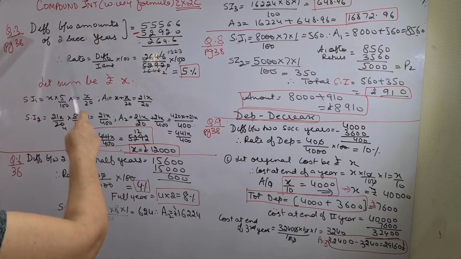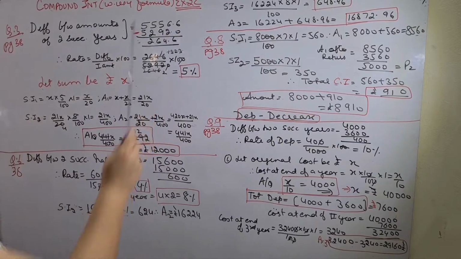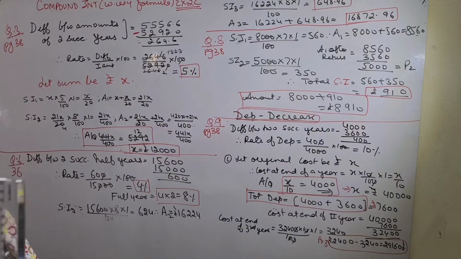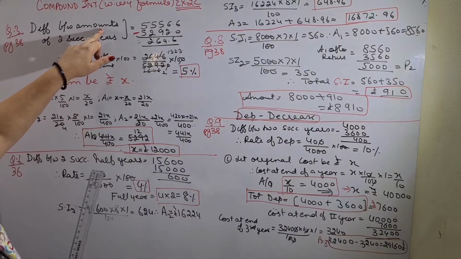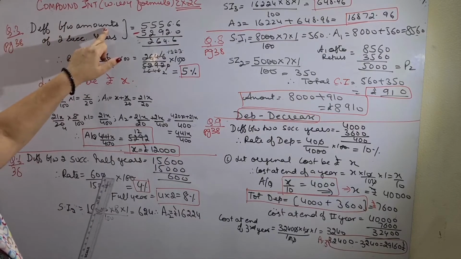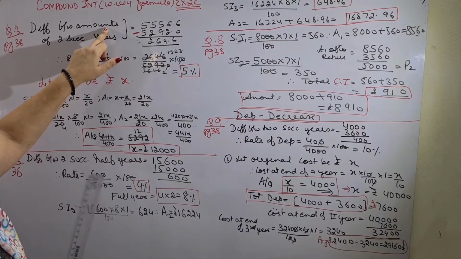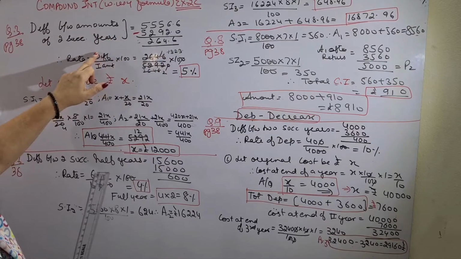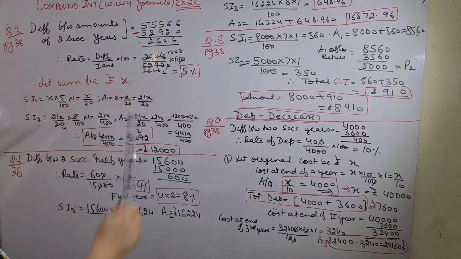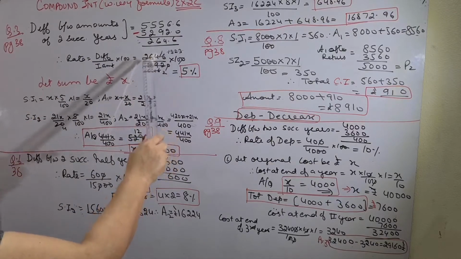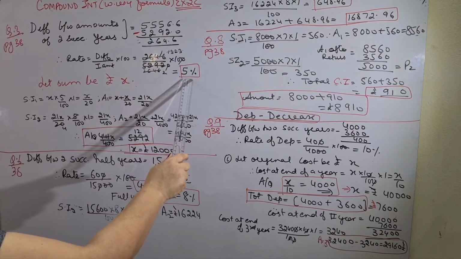It is difference upon first amount into 100. First amount means the amount for 2 years that has been given. That amount you have to take. Difference upon the first amount. Whether it is 2 years or 1 year, the first amount you have to take, which is given in the question. Or in place of amount they can give principal also, or interest also. You always take the first one. So difference over first amount into 100, and see I have already done it. After doing the calculation I will get 5%.